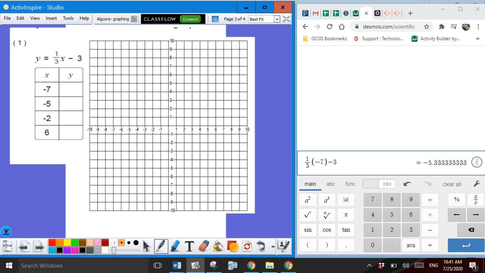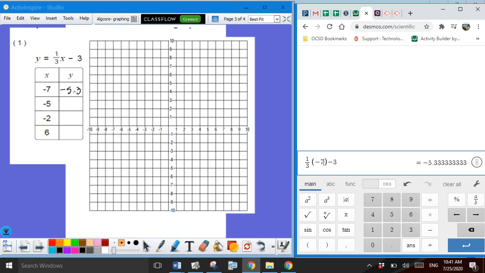Okay, so see how it gives me -5.33333. Now, obviously, I cannot graph that many decimal places, so I'm going to round that off to one decimal spot. So that is -5.3. Okay, let's change that -7 to a -5. Now it's giving me -4.66666.